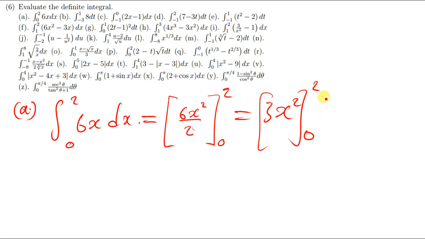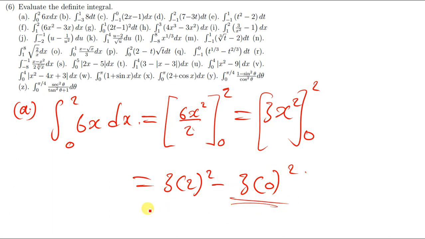What you need to do now is replace the upper limit in the expression that we found there, and then you also replace the lower limit. When we replace the upper limit, we're going to have 2 squared, minus the lower limit, which will give us 0. Then here we're going to have 3 times 4, which gives us 12. So 12 is the answer for that.